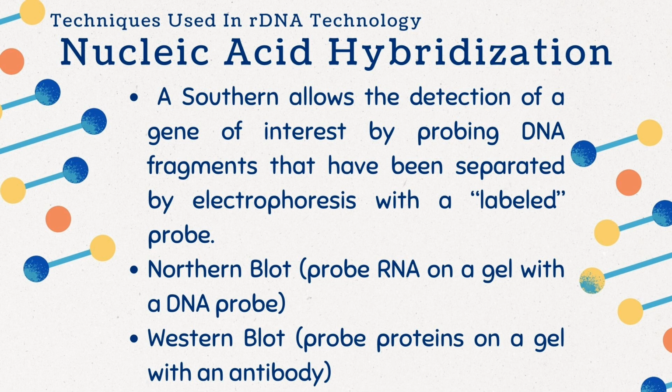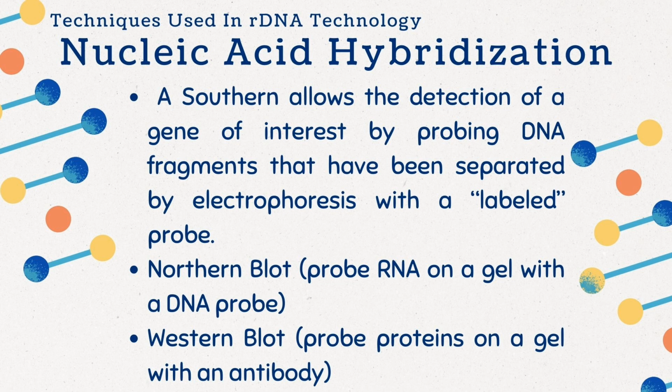So, the given text ay talking about three different techniques that are used to detect specific molecules in a sample. So, these techniques are called Southern blot, Northern blot, and Western blot. So, in the Southern blot, ginagamit ito para ma-detect yung particular gene of interest in a DNA fragment. So, this technique involves separating the DNA fragments using electrophoresis, and then ginagamit nyo yung pag-label ng probe to identify the specific gene you're looking for, no?